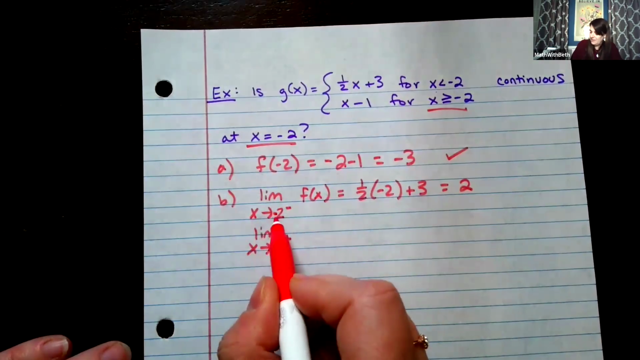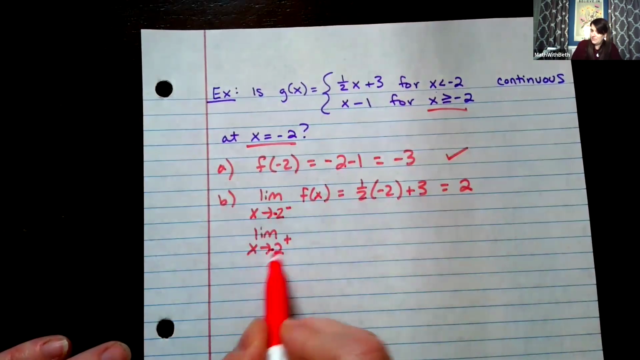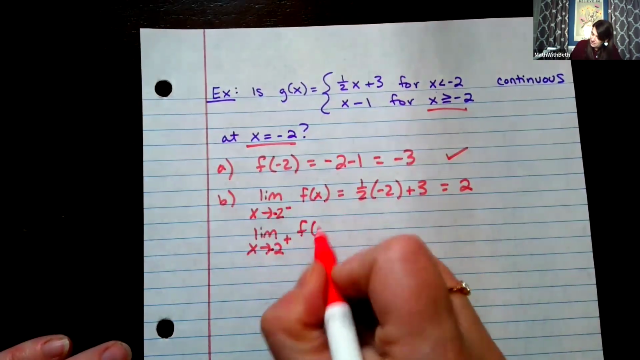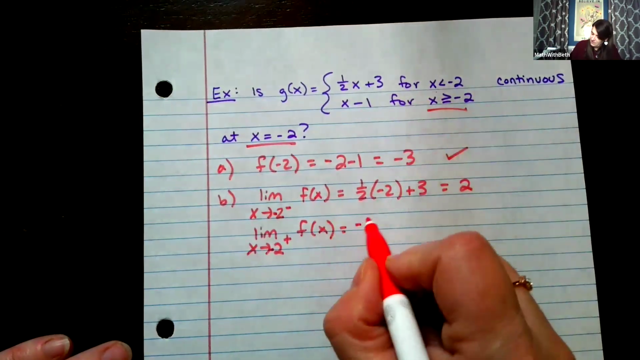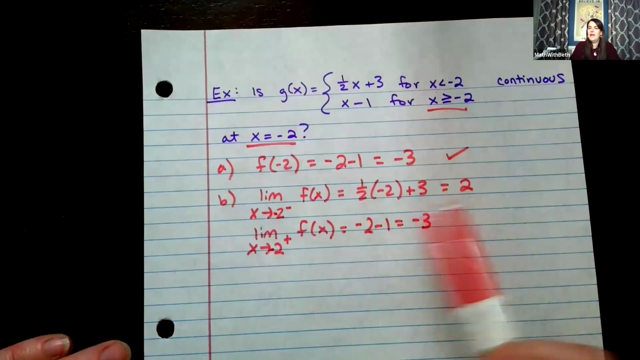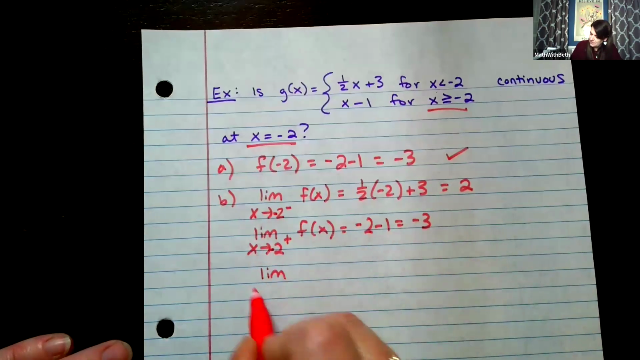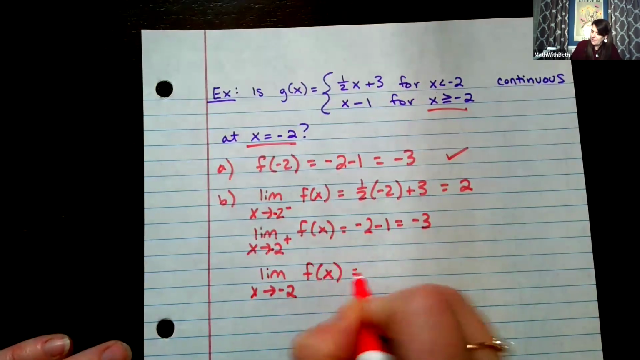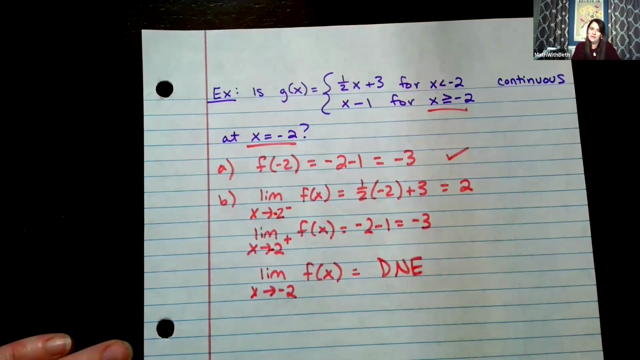Make sure you have a negative here too. We want to approach -2 from the left. That's what this is. Now we want to approach -2 from the right, which means we'd be coming from this way. So we'd have to use the other equation, which we've already done. I got -3. So the limit from the left did not match the limit from the right. That means the limit as x approaches -2 of f of x does not exist.